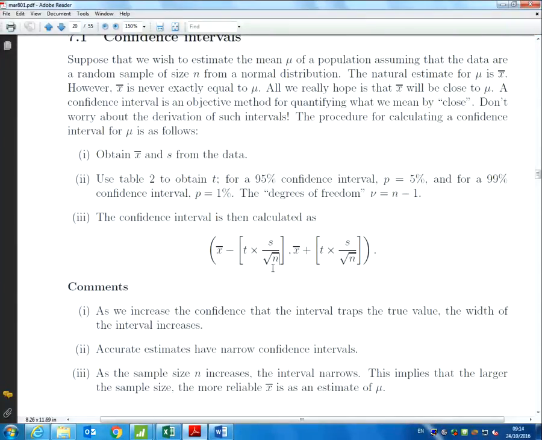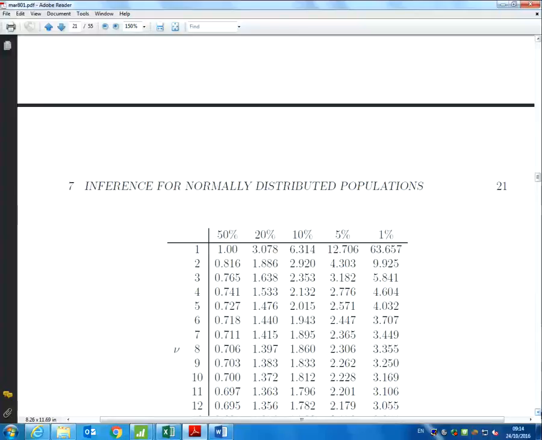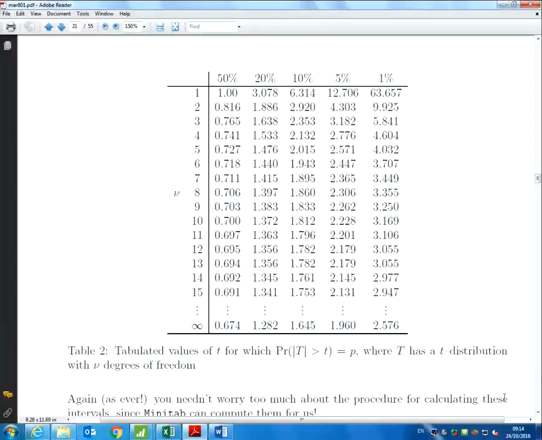Okay, n. What do we know n stands for? Lowercase n stands for sample size. That will affect precision. What about S? That's the standard deviation. That will affect precision. What about T? You can see T in the equation. What does T refer to? T refers to the level of confidence that you're working to.